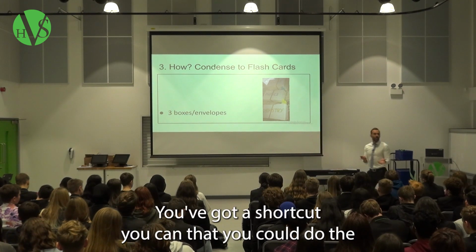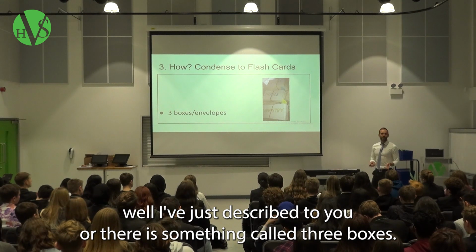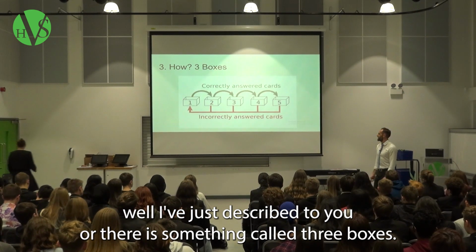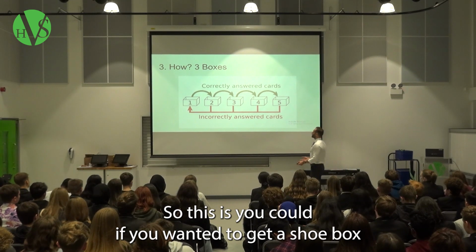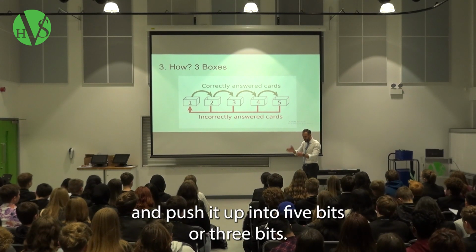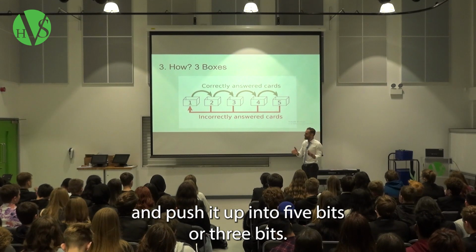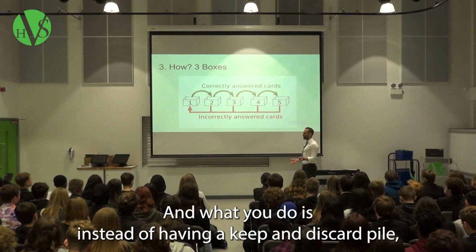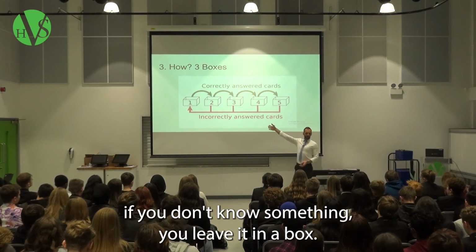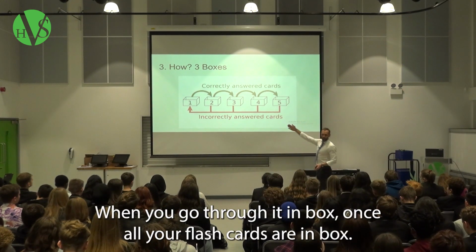You could do the way I've just described to you, or there is something called three boxes. So you could, if you wanted to, get a shoebox and portion it up into 5 bits or 3 bits. And what you do is, instead of having a keep and discard pile, if you don't know something, you leave it in a box when you go through it, in box 1.